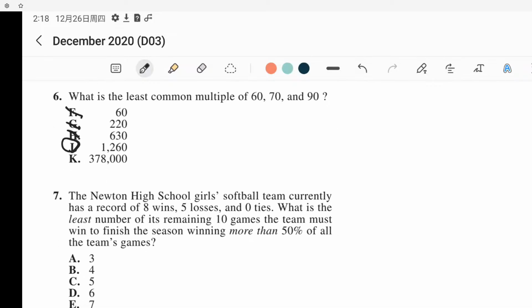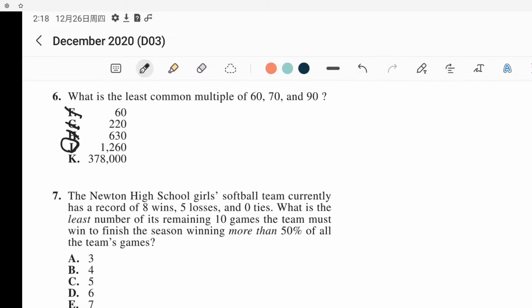Number 7. The Newton High School girls softball team currently has a record of 8 wins, 5 losses, and 0 ties. What is the least number of its remaining 10 games the team must win to finish the season with a winning rate that's more than 50% of the team's games? So currently we have 8 wins and 5 losses.